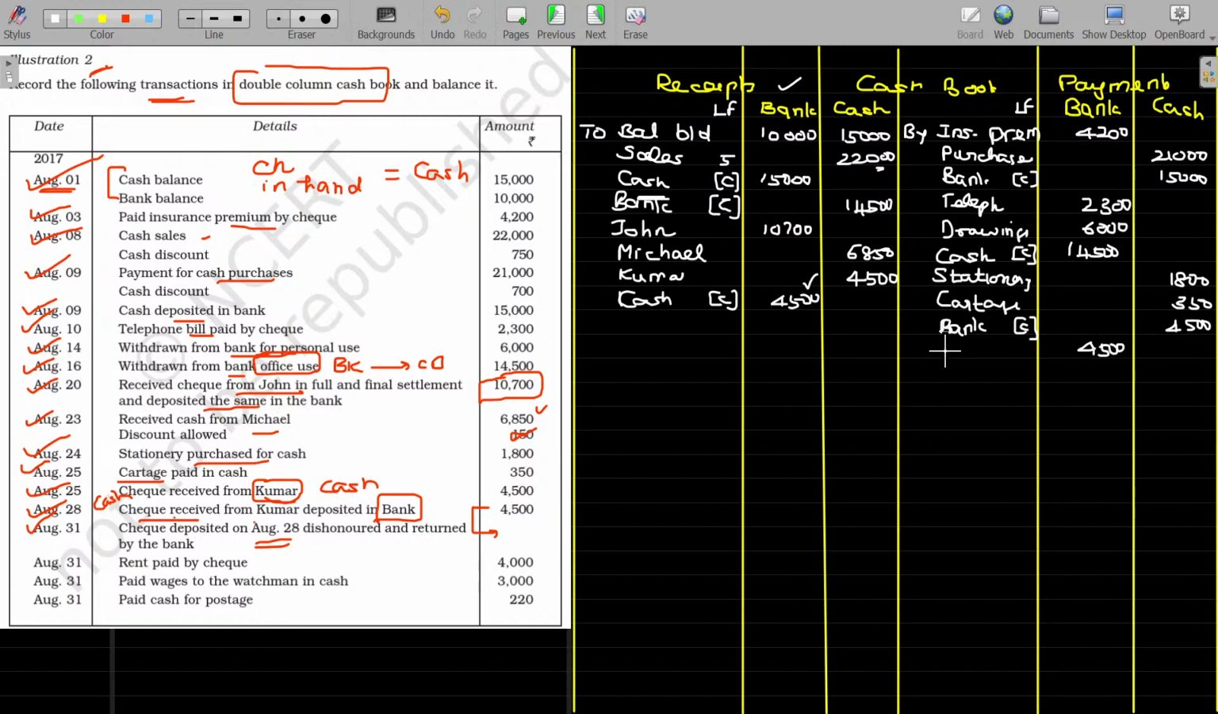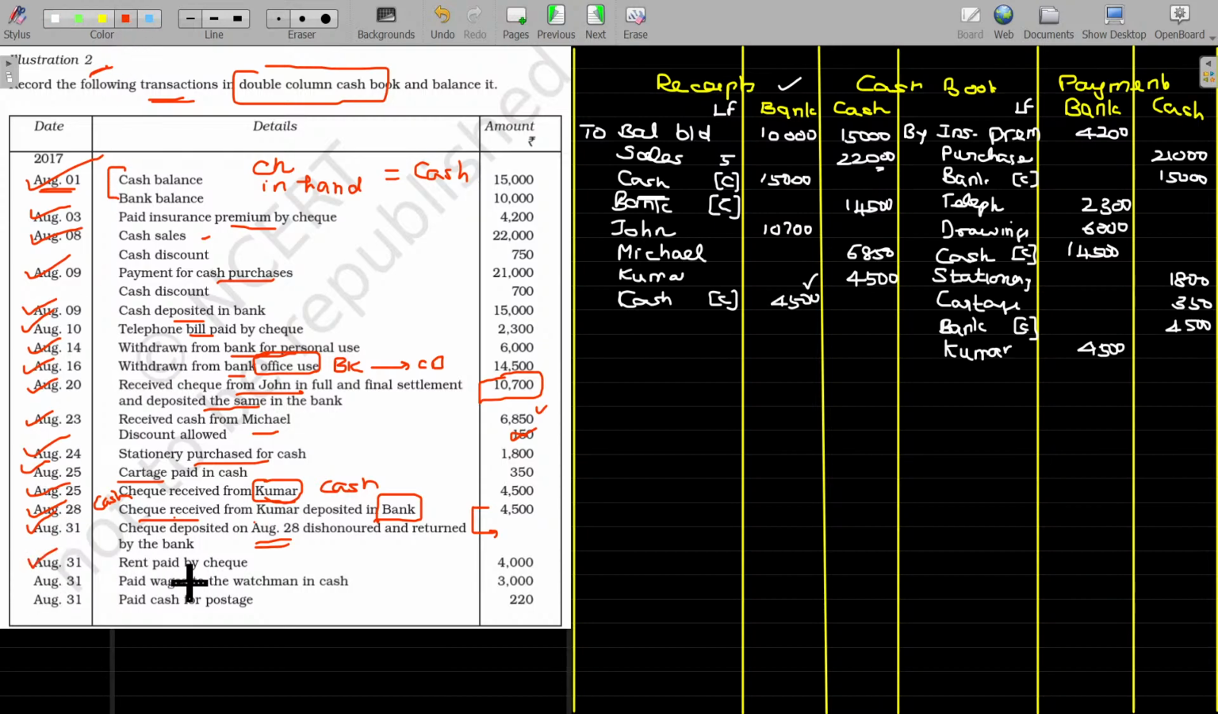And what is the item you are going to write in the description? Kumar. You have to write Kumar, not cash. We have received the check only from Kumar, but we had equated the check as cash. But that check is not matured, that check is now dishonored. Then immediately, the party we have to record here is Kumar, the originator. Kumar's account is now recorded in the description.